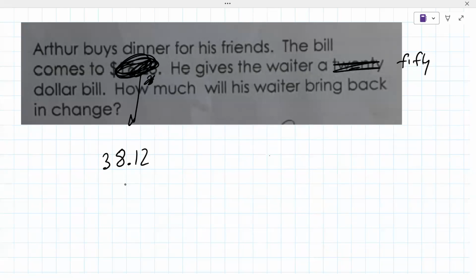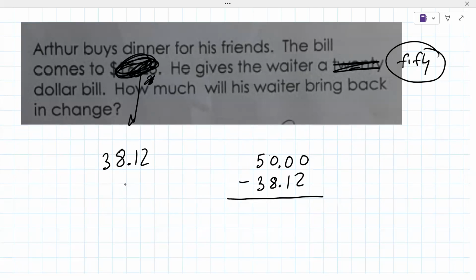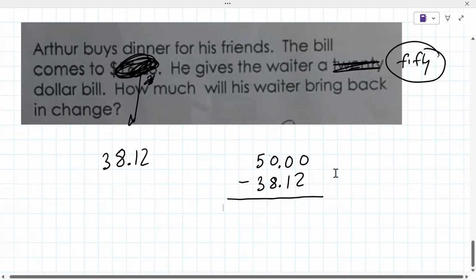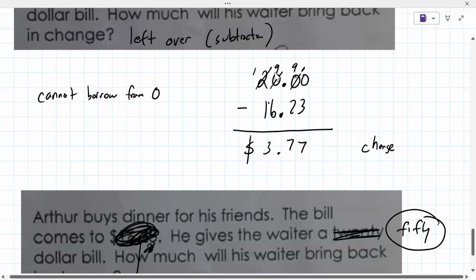$28.12. Okay, so did you put 50 in the top? No. But it's a $50 bill. So 50 goes in the top, and then $38.12 here. So this is like the previous one. Do you have the previous one down in your notes? No. Okay, you got to write it down. That's why I asked you to put something down on paper.